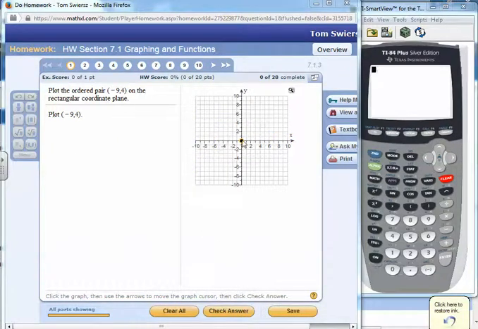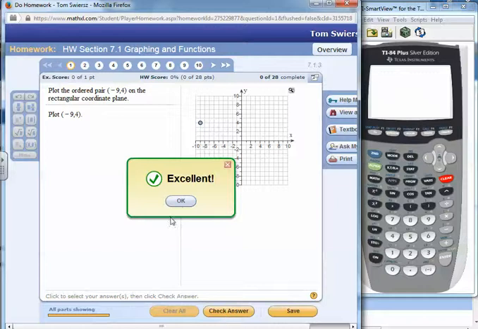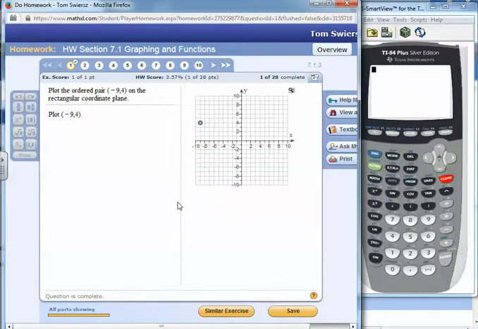grab this point here with our cursor. -9 means we go 9 units to the left, and then we go up 4 units right there, and then we click, check our answer, and we know we got it correct.